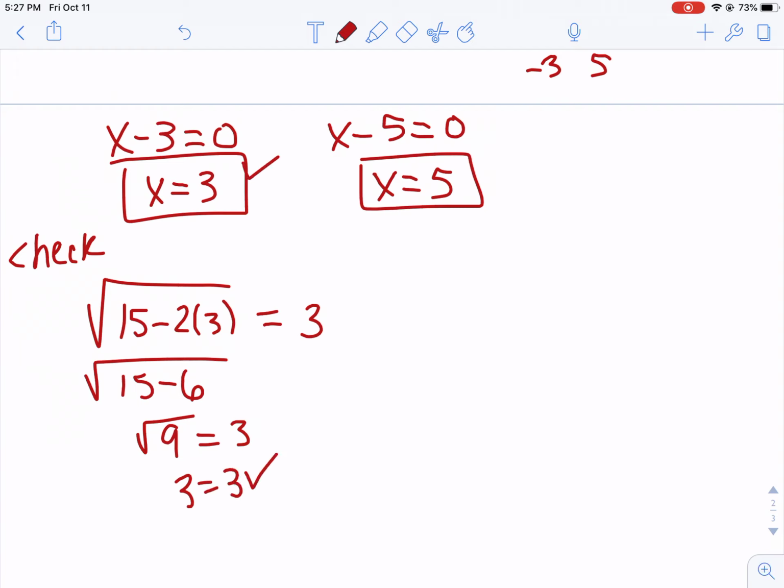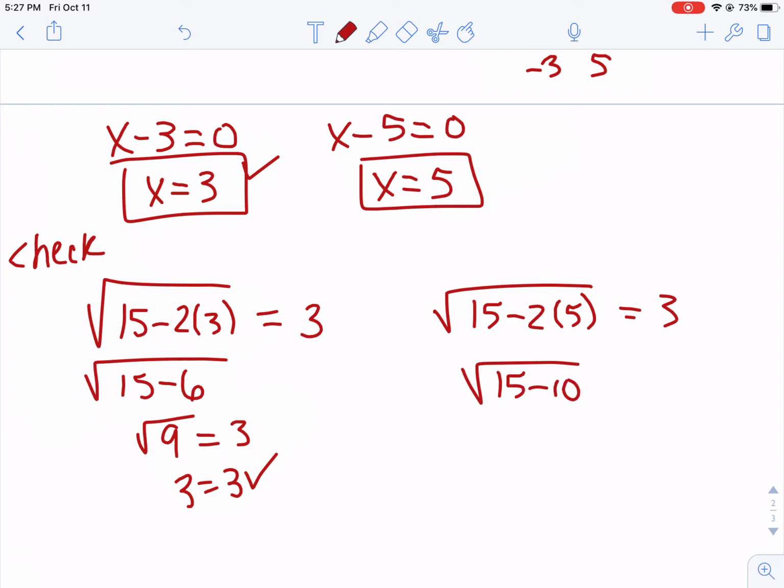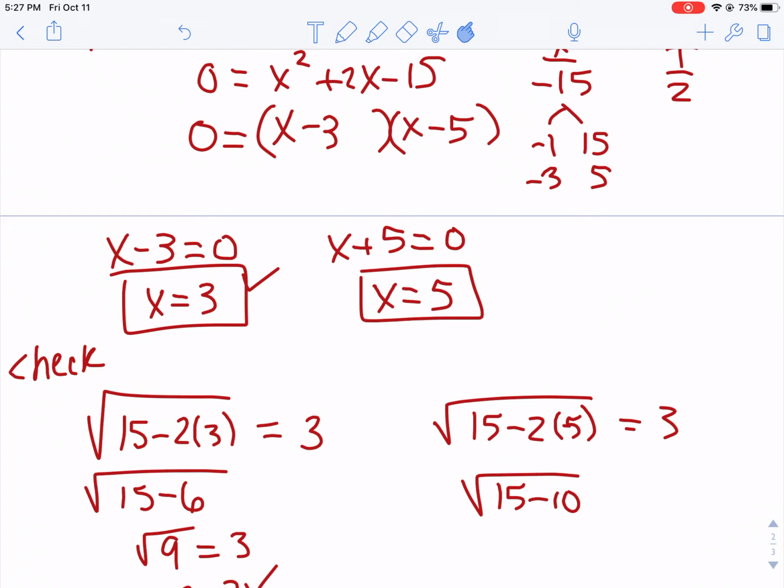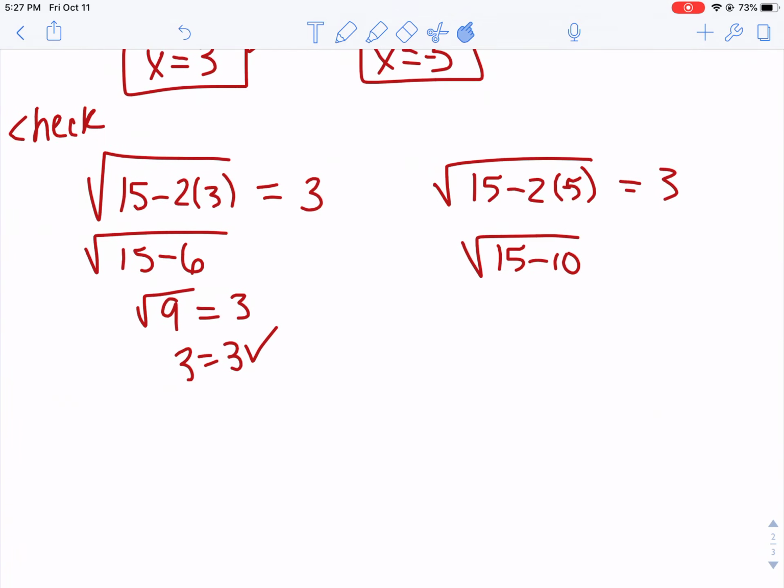So now we're going to plug in the negative 5. So this gives me the square root of 15 minus 2 times negative 5 equals negative 5. Well, this is the square root of 15 plus 10, because it's a negative 5. Oh, I'm sorry, that should be a negative 5. So then that gives you a positive 10 here. So I get the square root of 25. Well, the square root of 25 is 5.